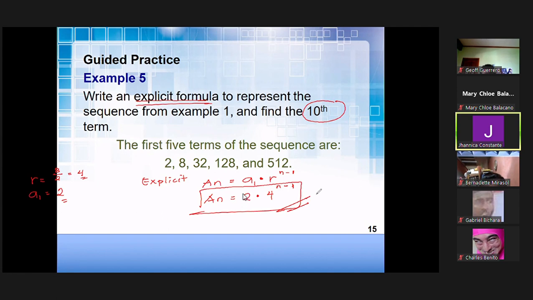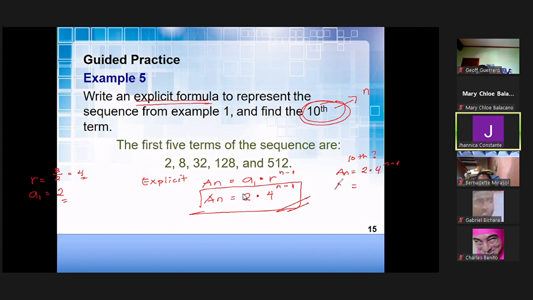So, since we have our explicit formula, we can now find the 10th term of our geometric sequence. Let's find out what the 10th term will be using the explicit formula that we have, which is a_n equals 2 times 4 raised to n minus 1. The 10th term that we're going to solve for will stand as the value of n.